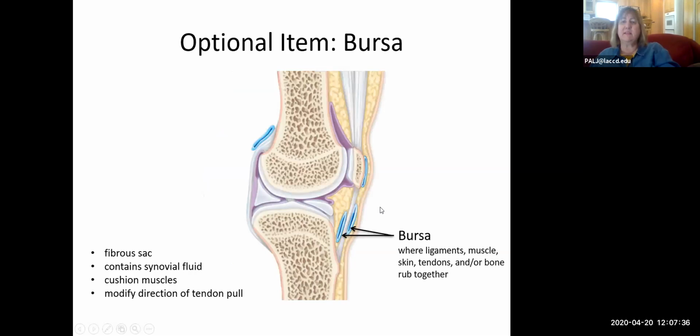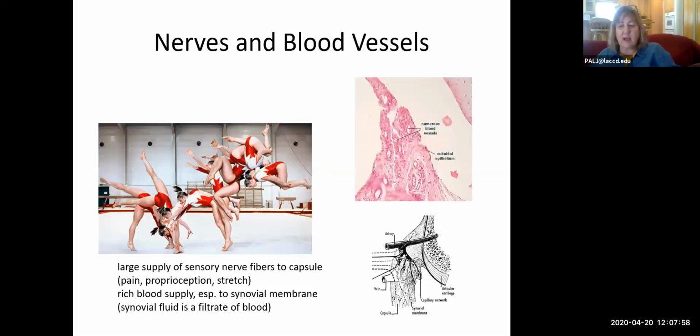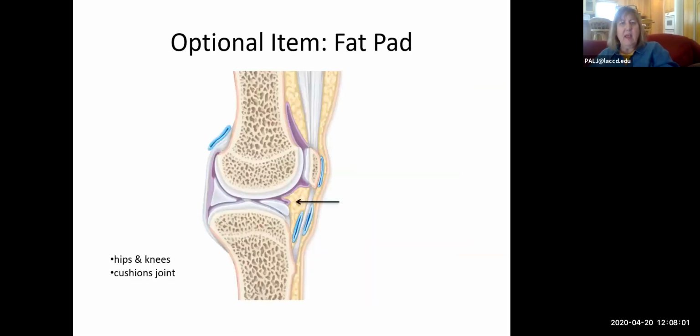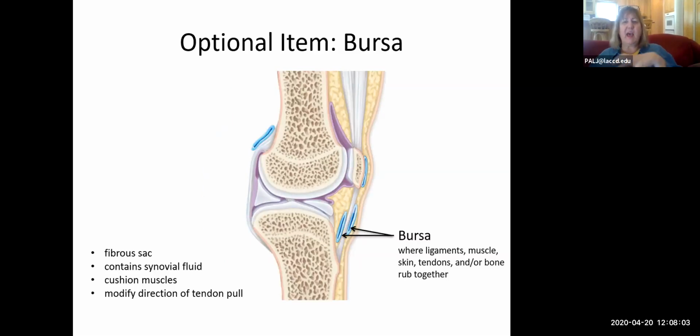The next option is something called a bursa. A bursa is a fibrous sac exactly like a synovial cavity. In fact, it came from that, and then they pinched off from there. And it contains synovial fluid. So this is like having extra little tiny water balloons at points where ligaments, muscles, skin, tendons, or bones would rub together. And some joints will have half a dozen bursas, whereas others will only have one or two.